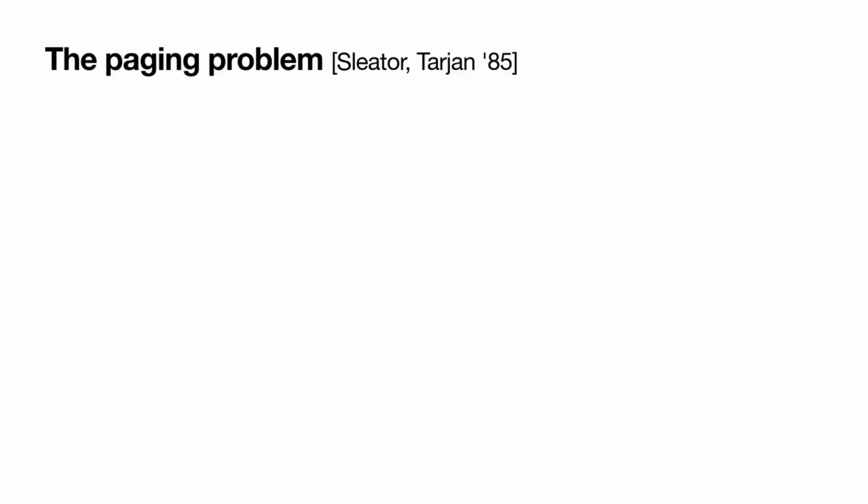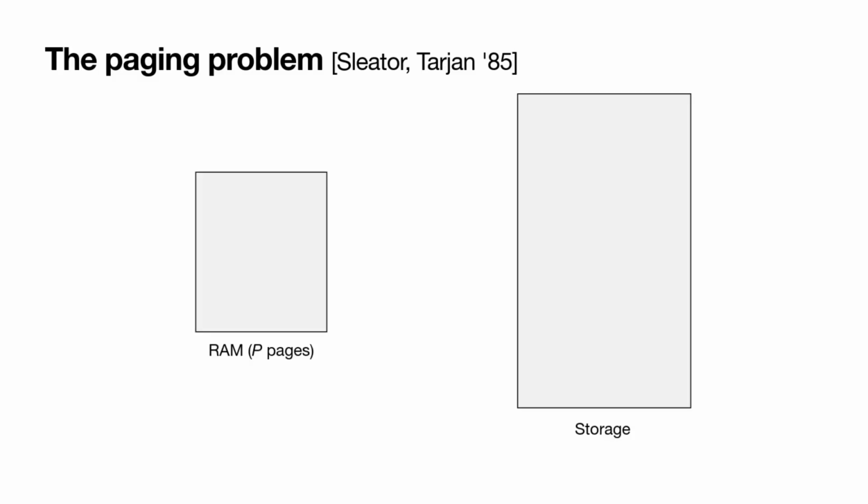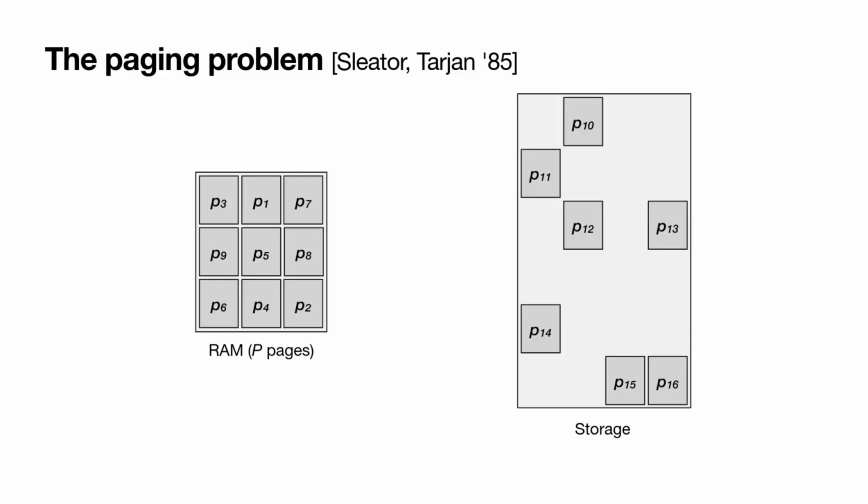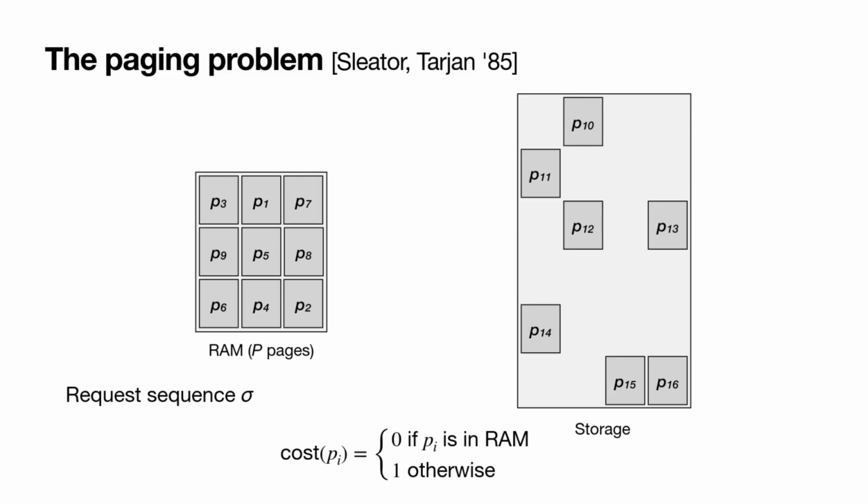Paging and the Address Translation Problem. Our start point is the classic paging problem. In this problem, there are two memories, RAM, which is fast and can hold at most P pages, and storage, which is slow but has unbounded capacity. This memory is holding a number of pages, and there is a request sequence of pages, sigma, given by an adversary. When the adversary accesses page PI, if PI is in RAM, an event that is called a cache hit, then the cost is 0. But if PI is in storage, which is called a cache miss, then PI needs to be fetched from storage, and this has a cost of 1.